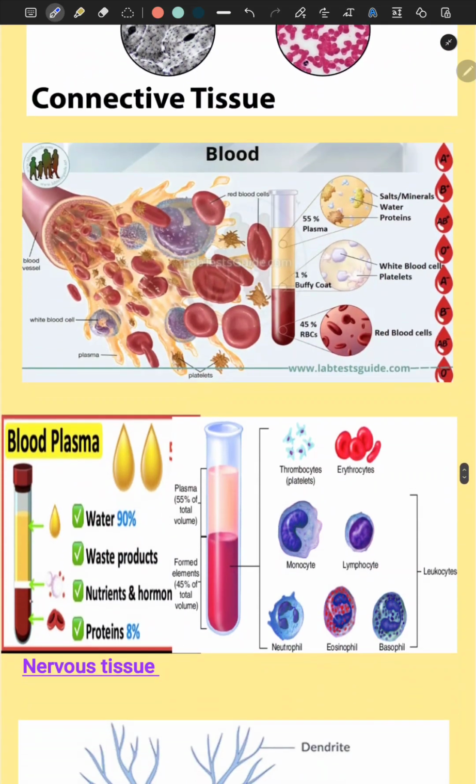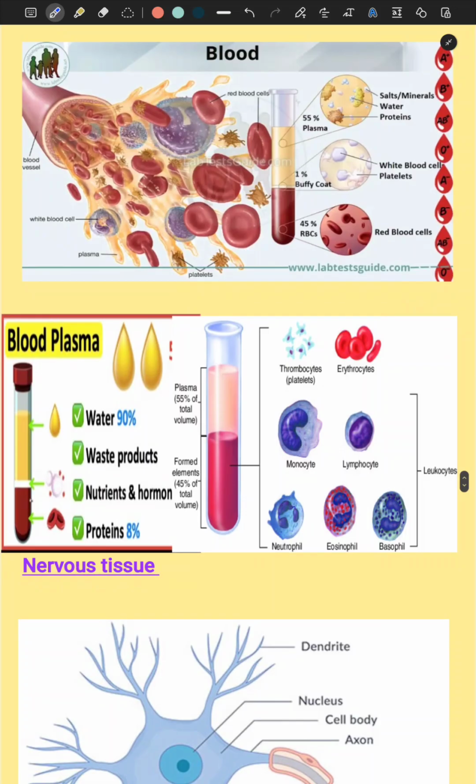The blood can be categorized into two parts. One is plasma, the other one is the corpuscles. Corpuscles is the lower part, and the plasma is the yellow, light colored part. Plasma makes up 55%, corpuscles 45%. Plasma consists majorly of water, waste products, nutrients and hormones, proteins, gases, minerals, and ions. Those are the compounds contained in the blood plasma.